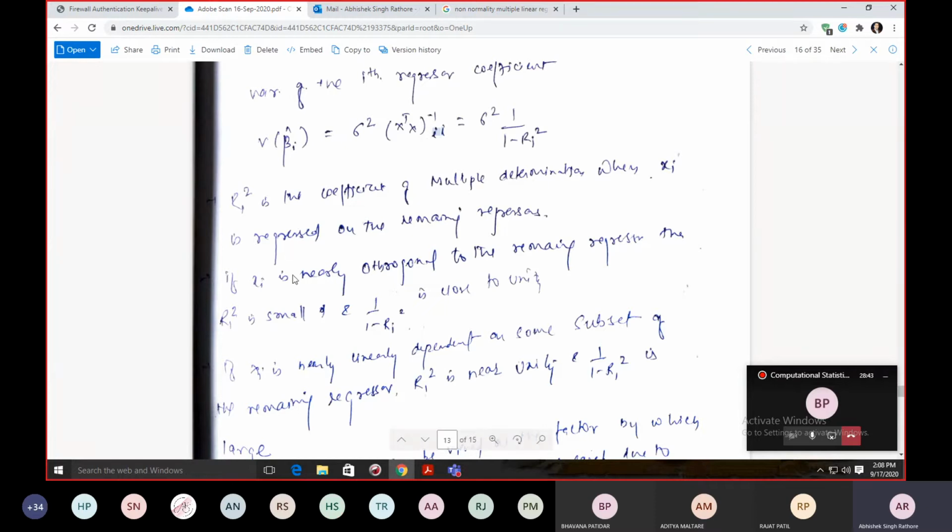Let's say one attribute is orthogonal to the remaining attributes. So what is the correlation coefficient value? Is it 0 or tending to 0? When it is 0 or tending to 0, it means the value of this particular term is going towards 1, towards unity. So we can say that our particular xi is orthogonal to our remaining regressor variables. Is it fine?